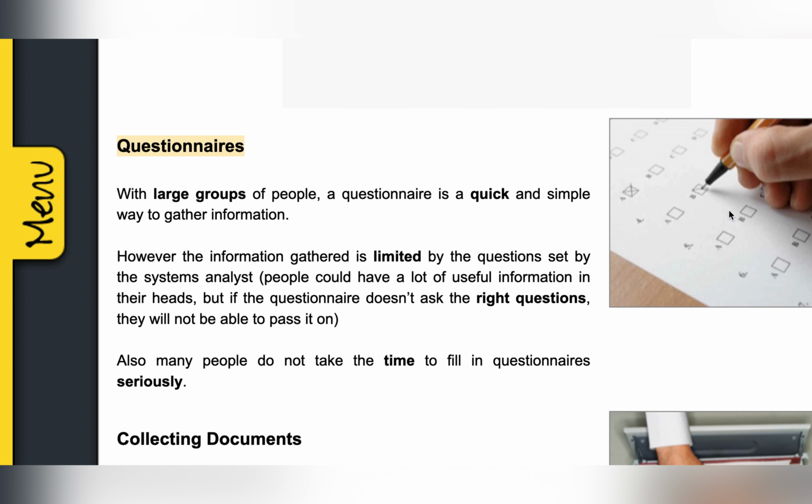So you can see it looks like a multiple choice question. Okay? It may not necessarily be multiple choice, but a questionnaire looks like a multiple choice question. So here you prepare some questions regarding the system performance, the problems and everything for the employees to fill. With a large group of people, a questionnaire is a quick and simple way to gather information about the system. So when you have very many people using the system in an organization, one of the very good ways to gather information about the system is to prepare questionnaires.